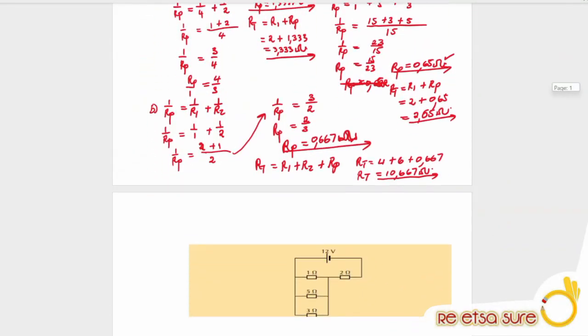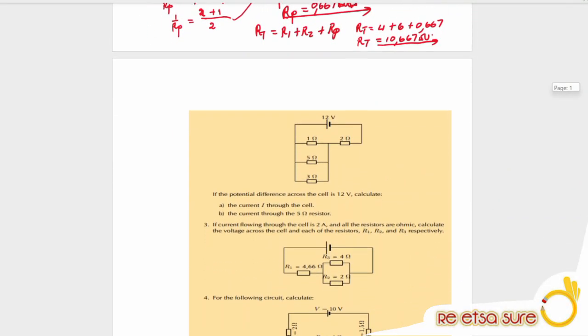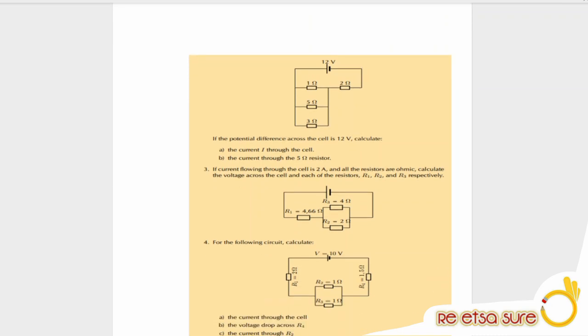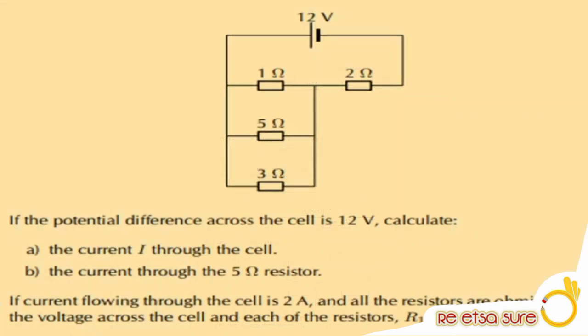Okay, so now let's continue. Now we have a circuit. How many resistors are here? We have about 4 resistors, but the 3 resistors are connected in what?